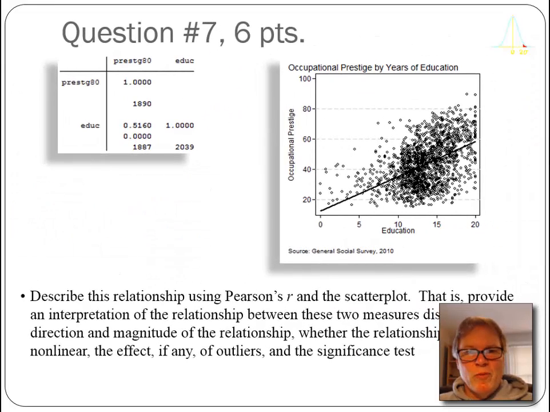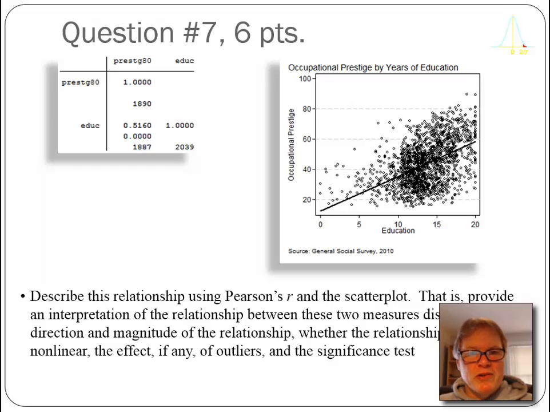In question number 7, we're going to give you Pearson's R-squared and tell you whether it's statistically significant or not. You won't have to calculate a test of significance for this particular Pearson's R-squared. We're going to give you the scatter plot, very similar to this one, and here we're looking at the relationship between the number of years of education, our independent variable, and the occupational prestige score.